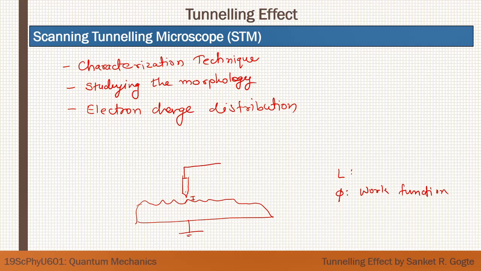Now this tip is scanned through the surface, and the corresponding current is measured. Wherever the electron density is more, since the number of electrons there is more, the current will be more, because more electrons will tunnel through. Similarly, if the distance between the surface and the tip increases, the probability of transmission decreases significantly, because we saw on the previous slide that it decreases exponentially when the width is increased. Therefore, from the current you can understand the morphology of the surface, and also the electronic charge density.